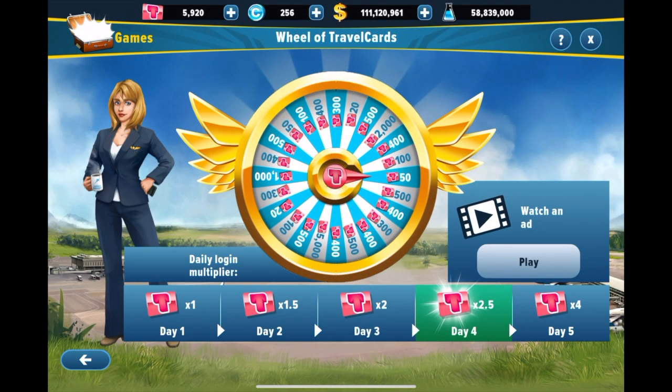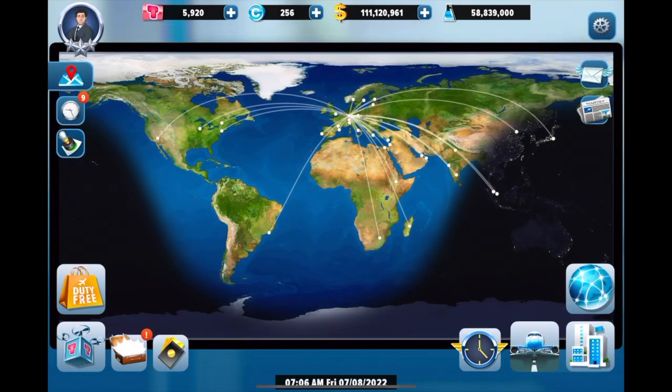Wheel of travel card. Let's see if I can play. Yeah, there's some issue with this. I've never been able to play this on this iPad, but I do play it on the browser. So for some reason I'm not able to do it here. I will do it later.